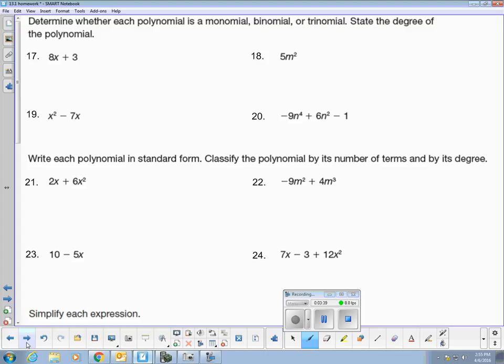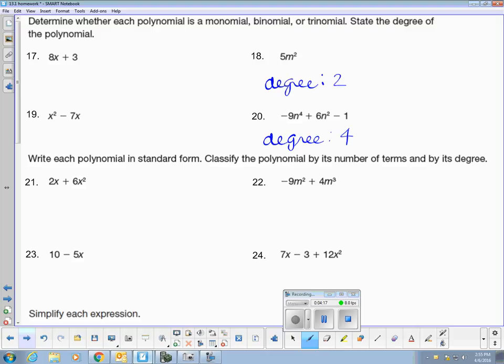All right, monomial has 1 term, binomial has 2 terms, a trinomial has 3 terms. So number 18, that would be a monomial since it has 1 term. Number 20, it's a trinomial with 3 terms. The degree of the polynomial is always the largest or the highest exponent. So in number 18, the degree is 2, since my highest exponent is 2. Again, number 20, my degree is 4. 4 is the highest exponent in this trinomial.